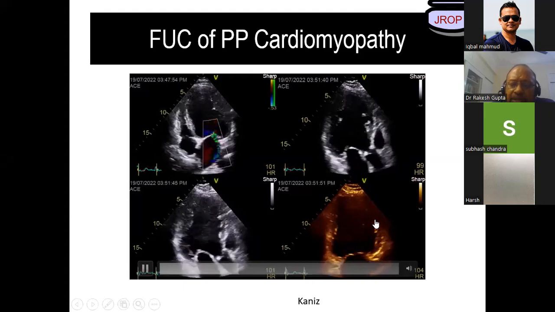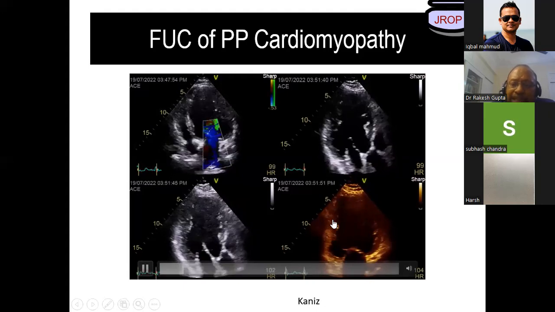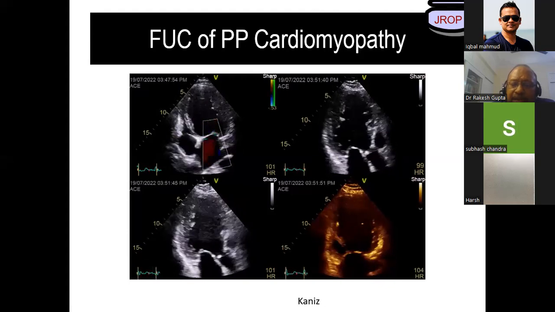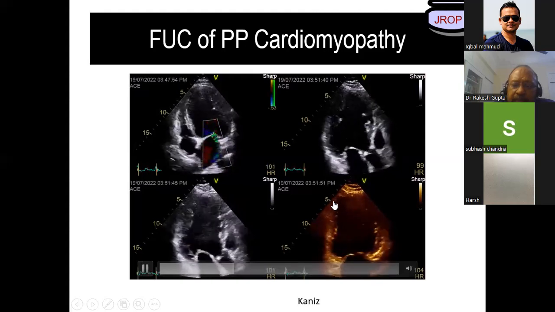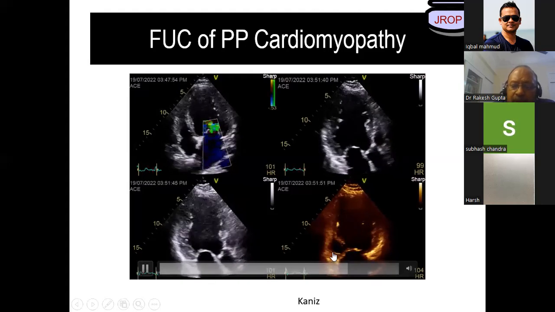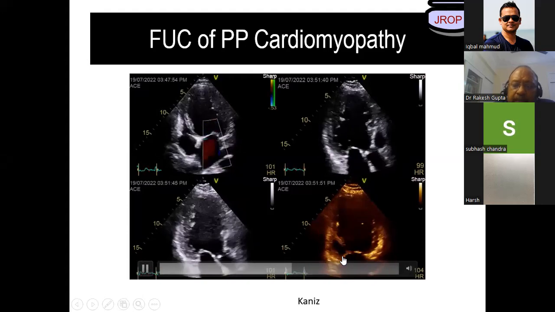Dr. Subhash, still I'm saying the same thing. These are akinetic segments. Okay. Hypo would be less contracting. These are akinetic segments which are thinned out from long-standing infarcts. I got it. Look at the basal inferior wall. This is almost aneurysmal. Yeah, I got it, sir.